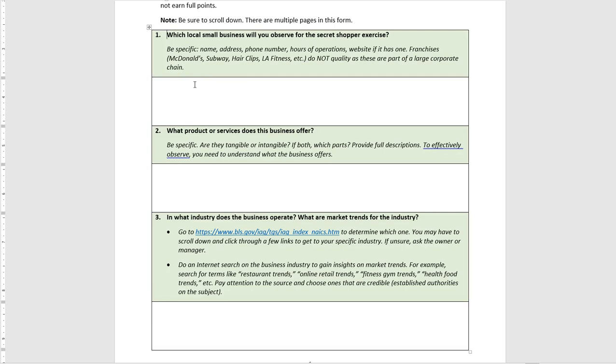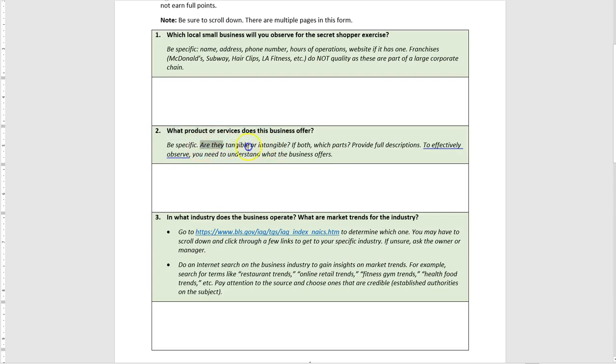Now, you might find franchises like McDonald's, Subway, Hair Clips, LA Fitness, and you observe that they have fewer employees, but those do not qualify because they really are part of a large corporate chain and are considered a major business. The next questions ask you to describe the products or services that the business offers, and you'll want to be very specific and identify whether or not they're tangible or intangible.